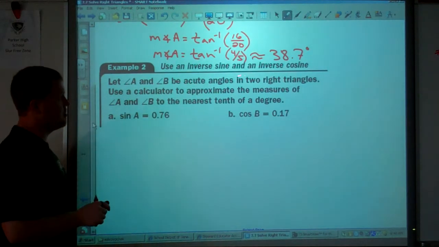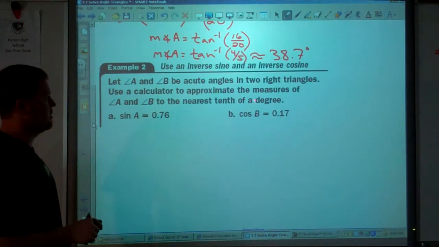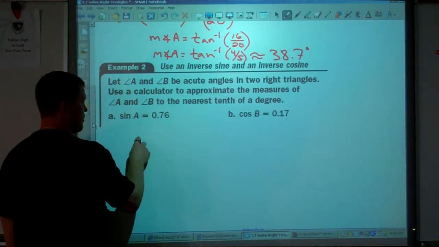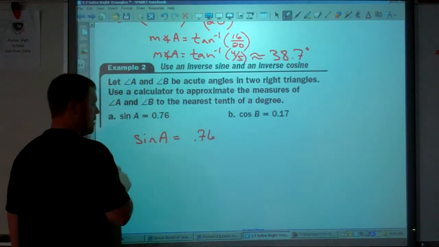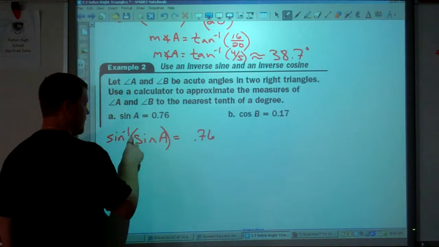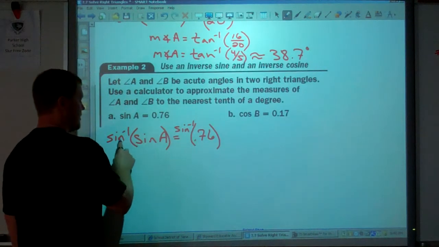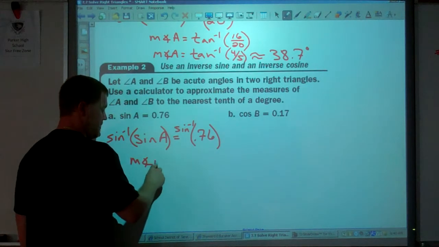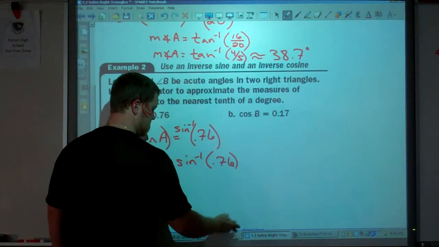Let angle A and angle B be acute angles in two right triangles. Use a calculator to approximate the measures of the angles to the nearest tenth of a degree. So the sine of angle A equals 0.76. We want to solve for A, so we want to get rid of sine. We take the sine inverse of this side. The sine inverse of the sine of angle A, those two cancel each other out. We're left with the measure of angle A equals the sine inverse of 0.76.